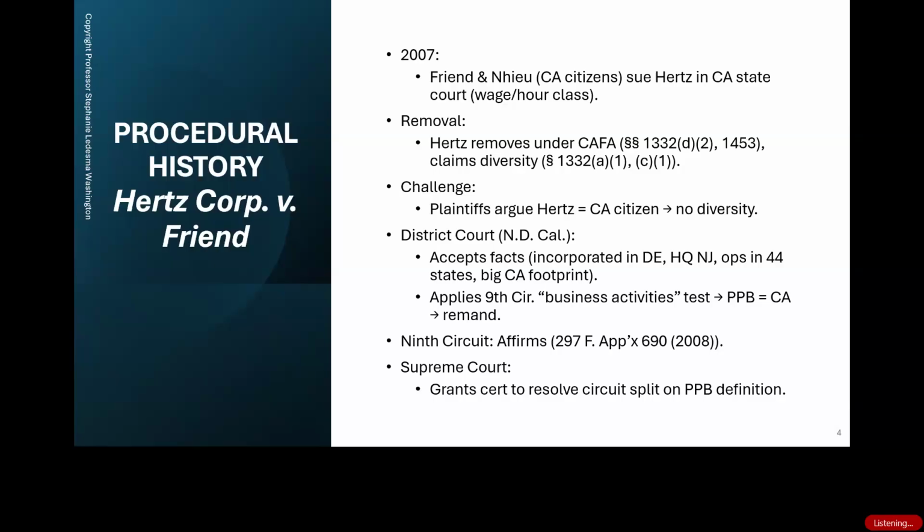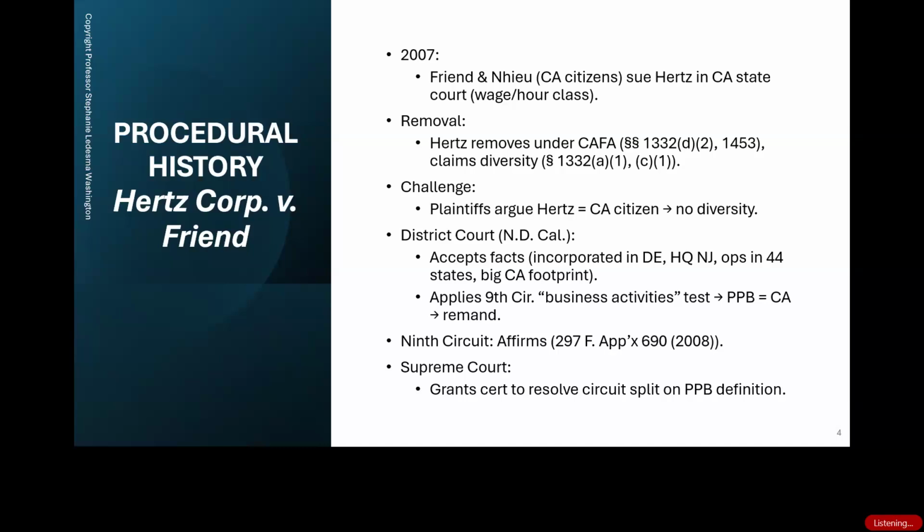Plaintiffs challenge the removal. If you're going to challenge the removal, you don't challenge the removal in state court. The removal challenge happens in federal court. And so the plaintiffs challenged the removal to federal court. The plaintiffs argued that Hertz is a California citizen. And because Hertz is a California citizen, and because the plaintiffs are domiciled in California, then diversity is defeated.